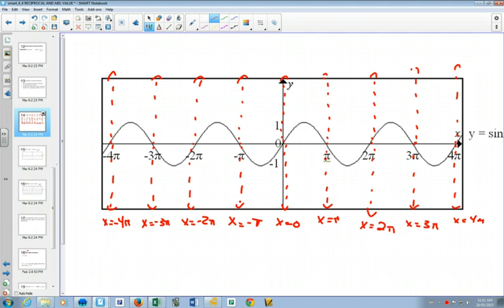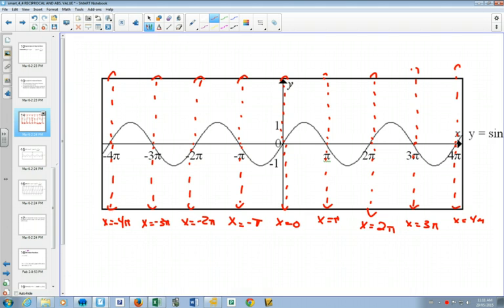Now, will there be a horizontal asymptote at y equals 0? We drew that whenever our graph either went up forever or down forever. But can you see that your sine graph stays between -1 and 1? So there's going to be no horizontal asymptote for this graph.